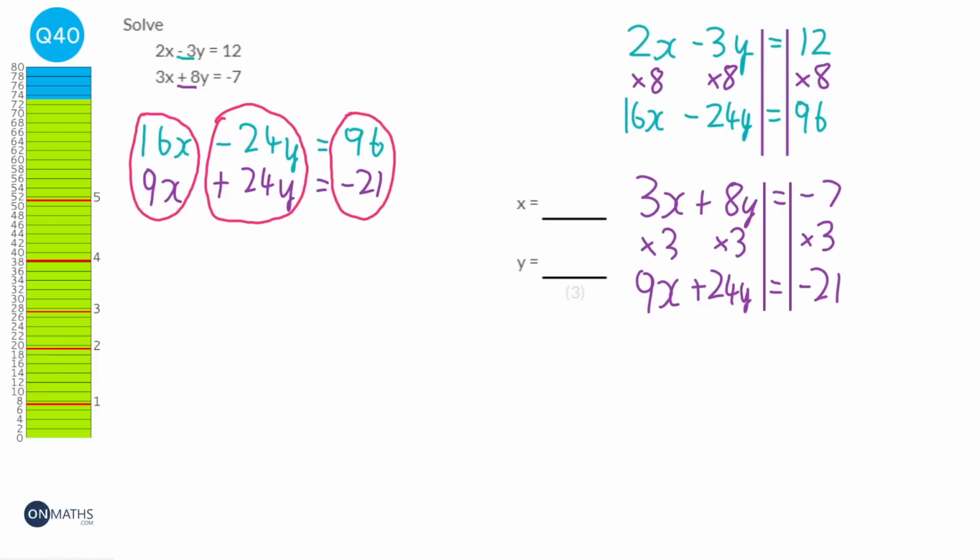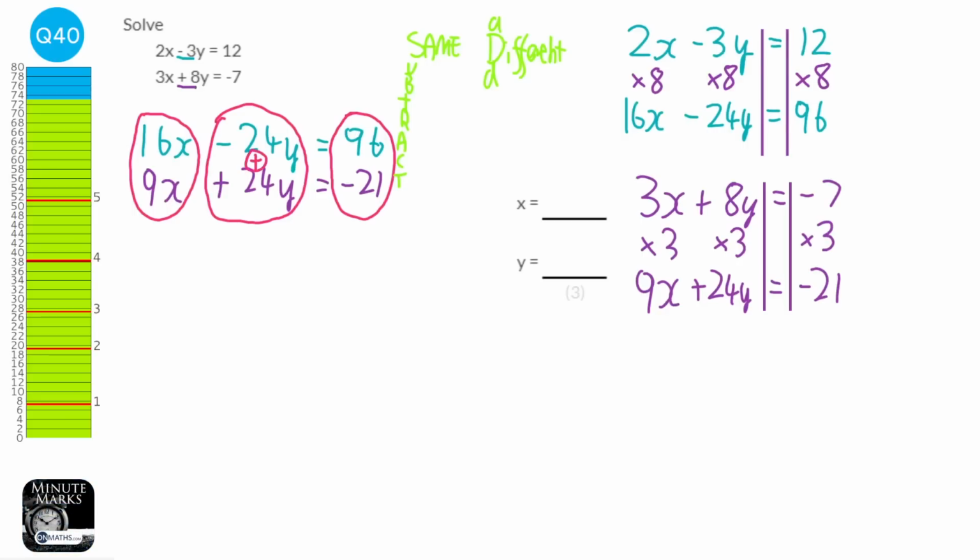And to know whether we're going to add or subtract, we look at the one we've made the same, so with the y's we've made the same, and we look at the signs. If the signs are the same, we're going to subtract. If they're different, we're going to add. So S in the same is S in subtract. The D in the different is the D in add. Well, looking at them, they are different because the first one's a negative 24, the second one's a positive 24. So we are going to be adding.